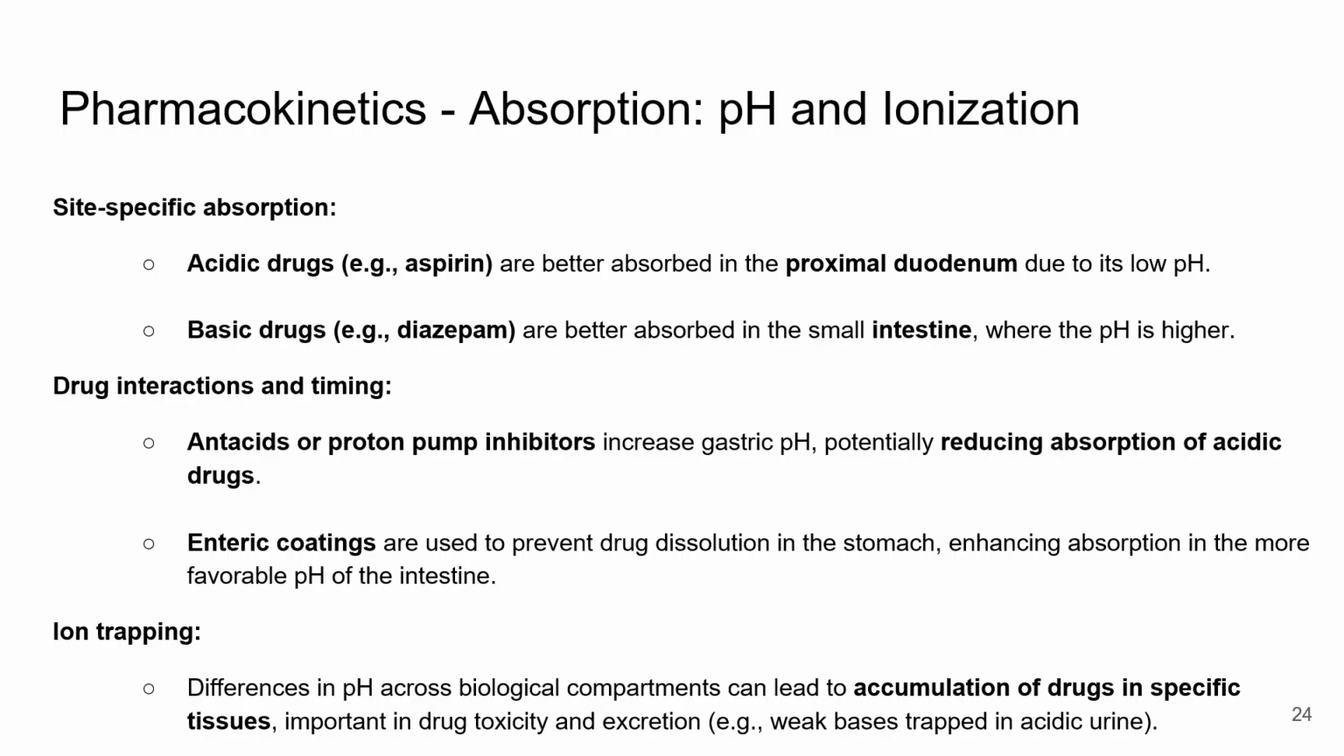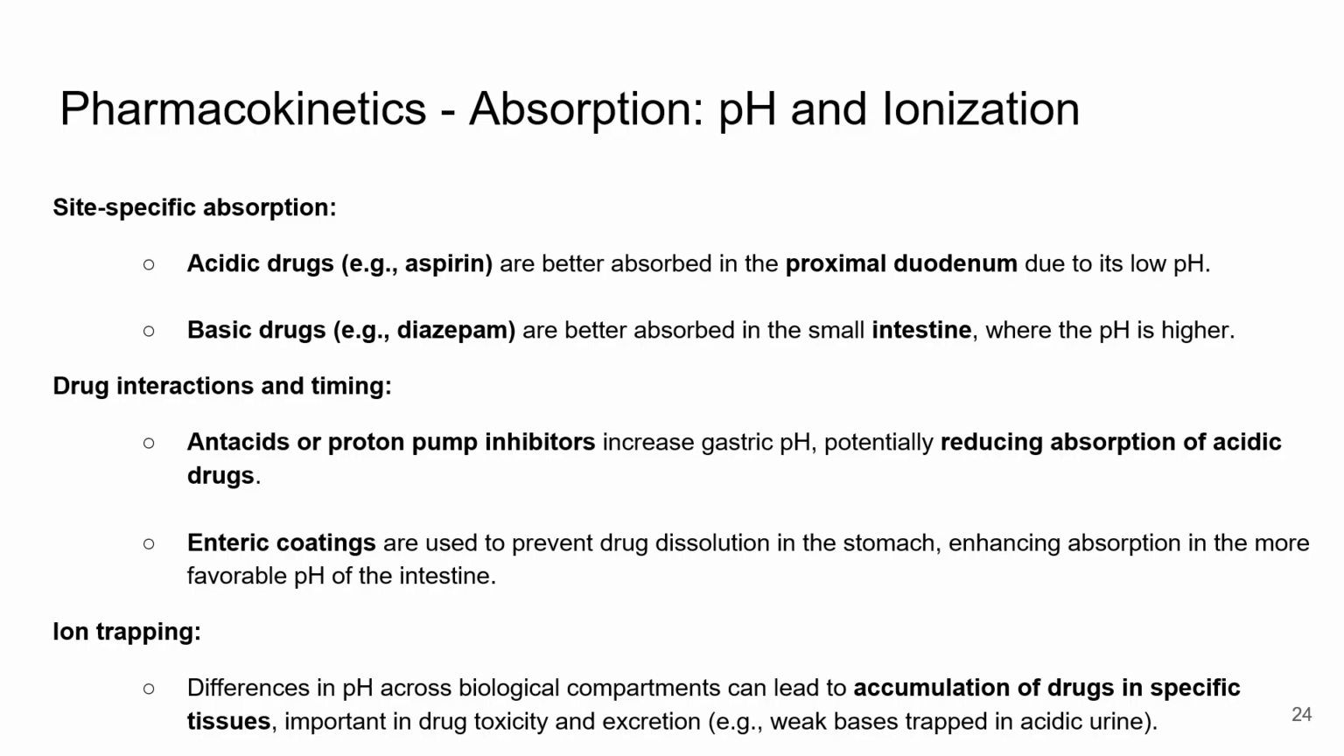So next is drug interactions and timing. Medications like antacids or PPIs raise the gastric pH. And so by making the stomach environment less acidic, they can reduce the absorption of acidic drugs. So that may lower that drug's effectiveness. This is also why some drugs have enteric coatings. These coatings prevent the drug from dissolving in the stomach and allow it to dissolve later in the intestine where the pH is more favorable for that drug's absorption.